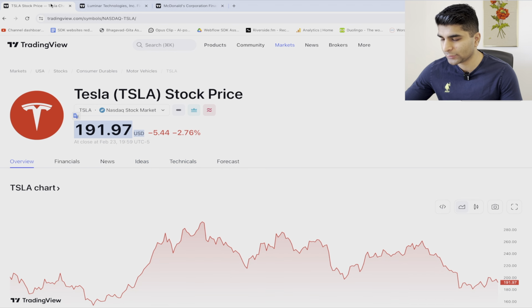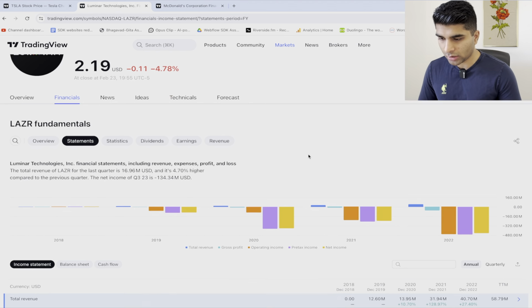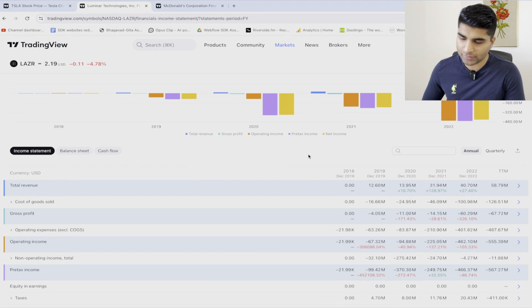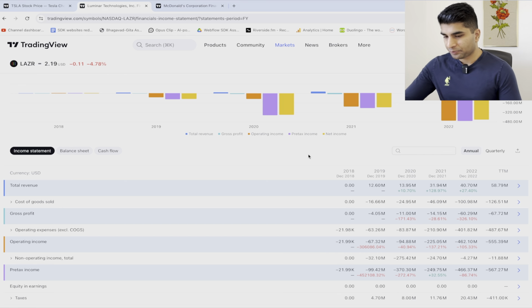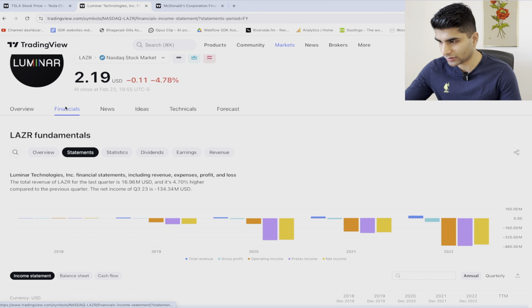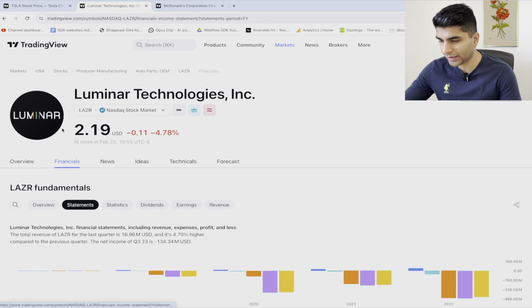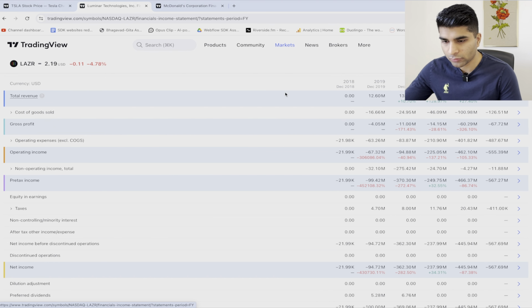Okay, moving on to the next one, Luminar. Luminar Technologies is not so good a buy, and here's why. Like we did before, we go to income statement under statements and under financials on TradingView, and you go to LAZR. So you can see the revenue is increasing. It's increasing at a steady pace, which is a good sign. And I think that's the only good sign here.